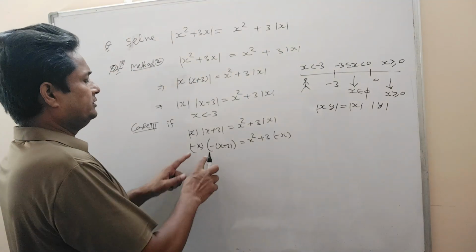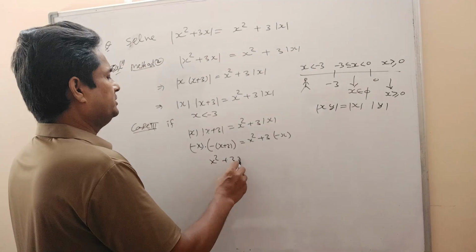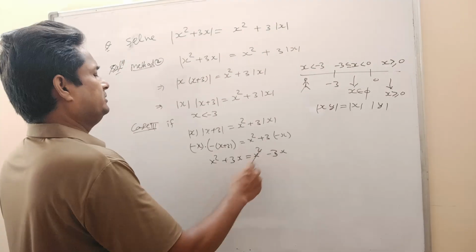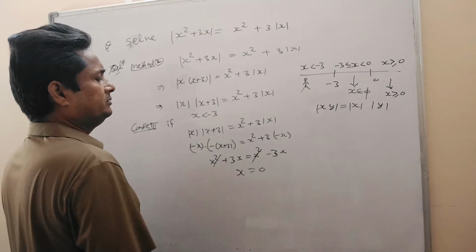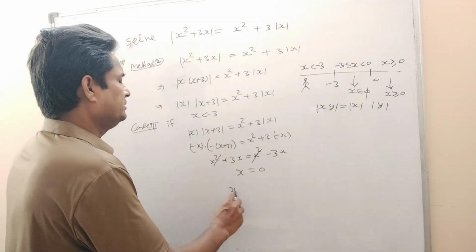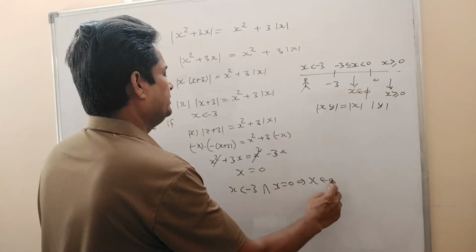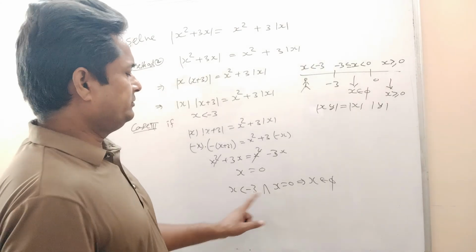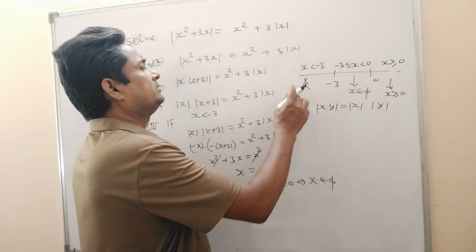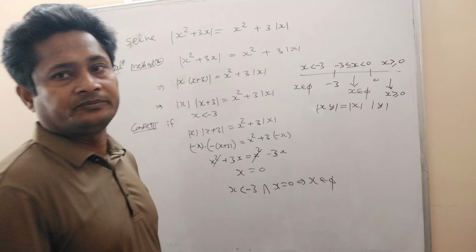Now simplify this one. This minus, these are in product, so minus minus plus. So this is x square plus 3x is equal to x square minus 3x. So this cancels out. That means x is equal to 0. Now we have to take intersection between this and this. That means x less than minus 3, intersection x is equal to 0. If you take intersection you will get what? Answer x belongs to empty set. So answer in this case is also coming x belongs to empty set.